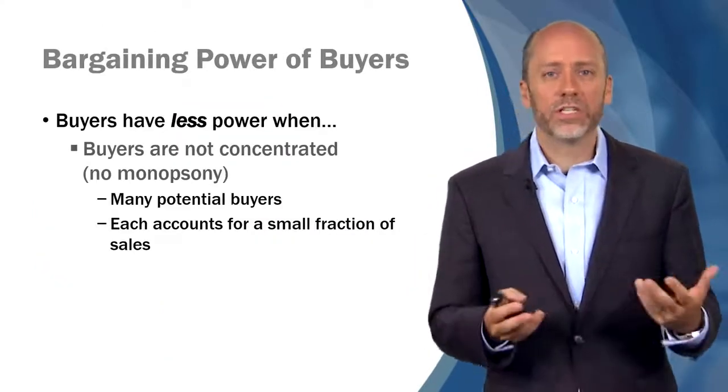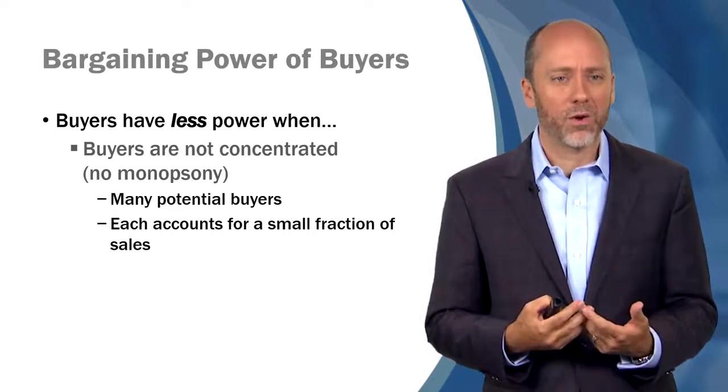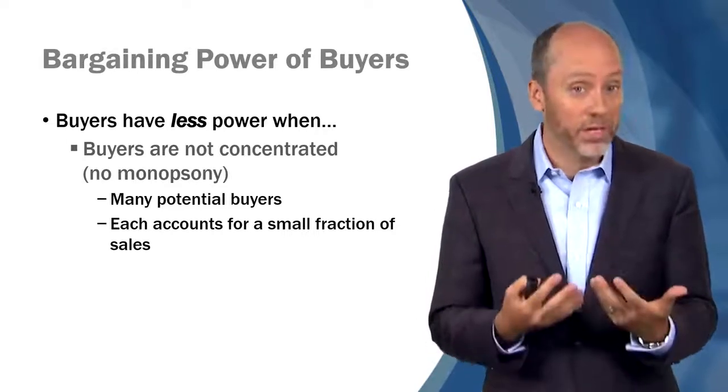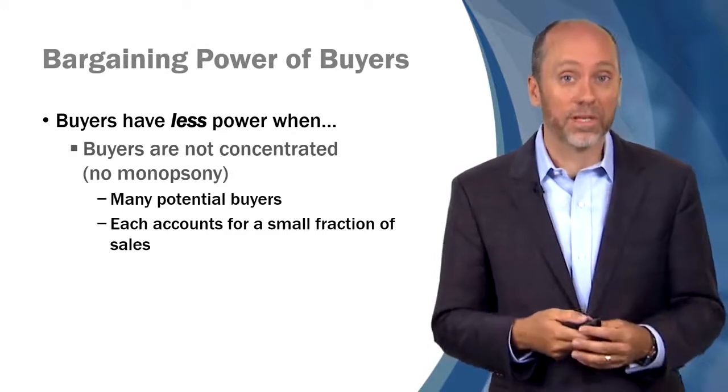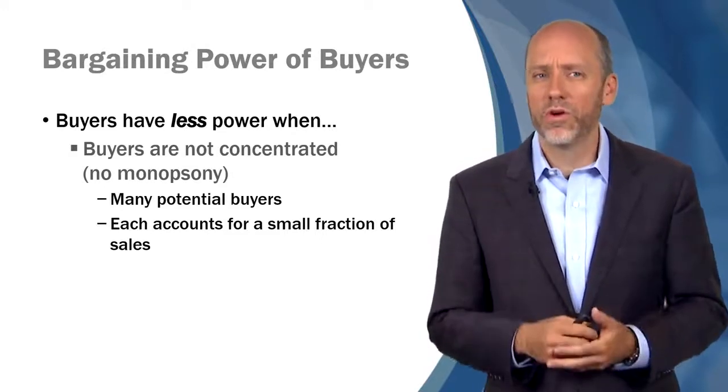So the question is, how will we know if the bargaining power is low or high? Of course, we want it to be lower. That's better for the industry. It's better for the profitability potential of the industry. So how do we know if it's lower?